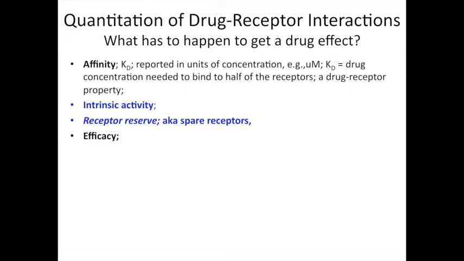So in order to understand really what a drug's going to do at the receptor, you start with the affinity, which is quantified with this KD. KD is the concentration of the drug at which 50% of the receptors are occupied. But then you have to add intrinsic activity and considerations of spare receptors. So we'll do those now.